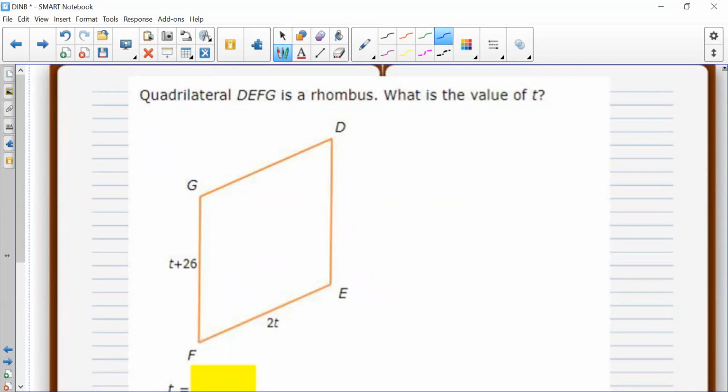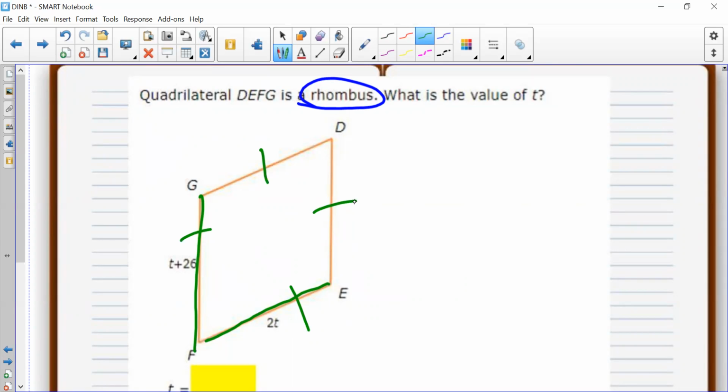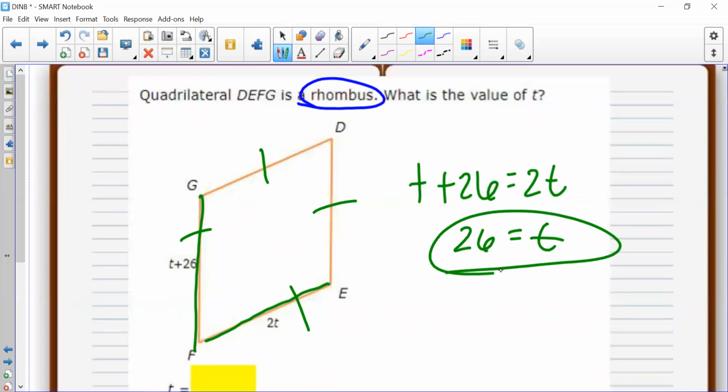So here's another problem. Quadrilateral is a rhombus. That's important. What is the value of t? And they gave me these two sides. Now, if this was just a parallelogram, I couldn't do anything. But because it's a rhombus, I know all four sides are equal. They're all congruent. So I can solve by setting them equal. Okay, so 26 equals t.